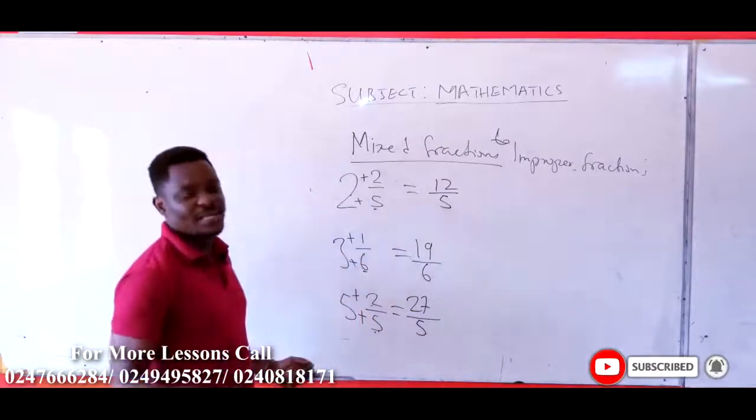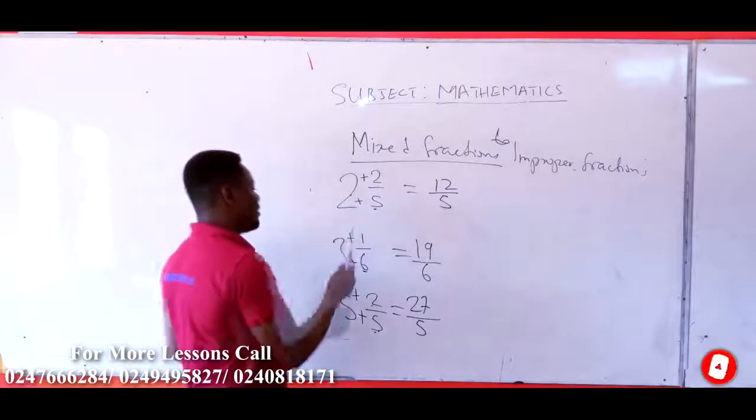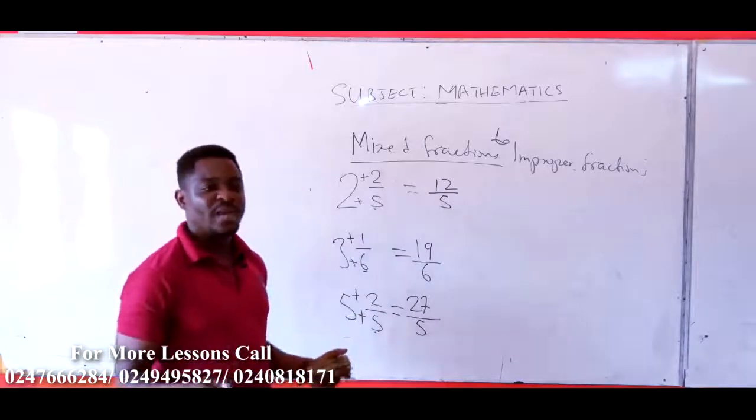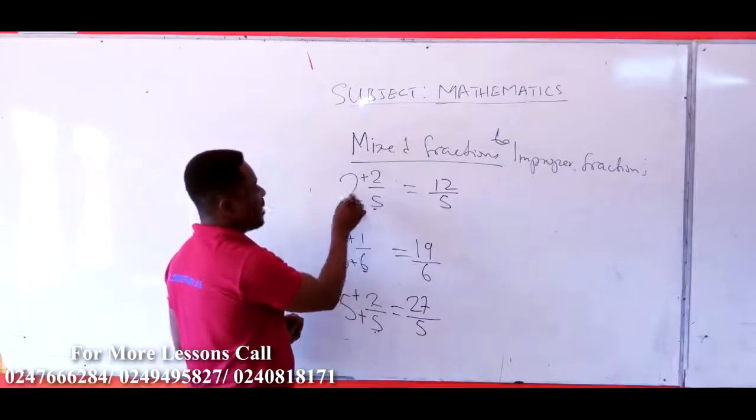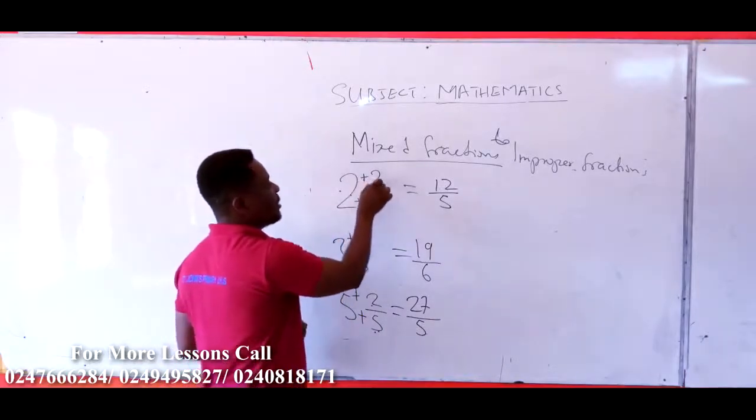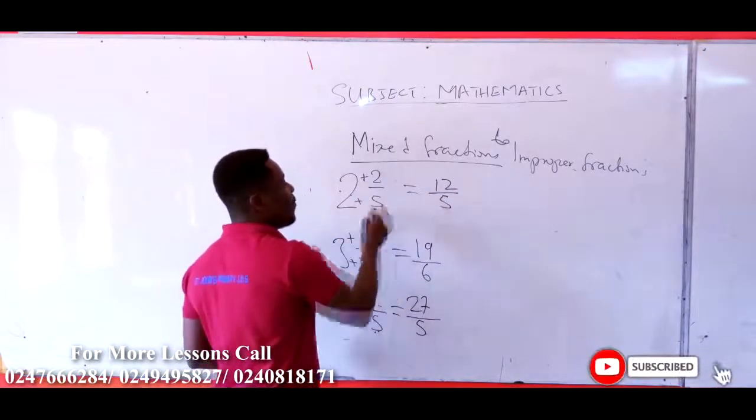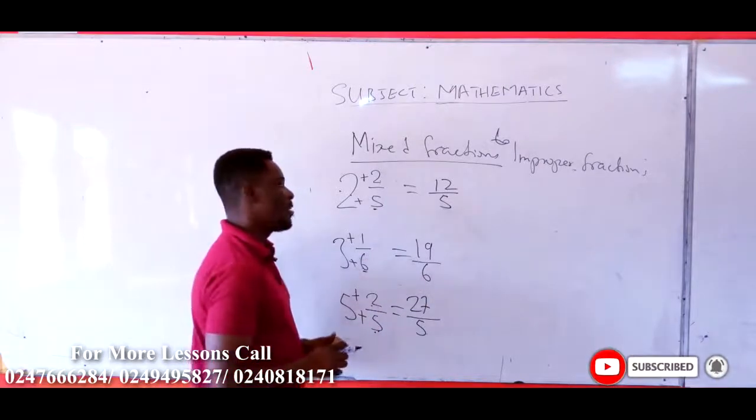So you see, it is simple. To convert mixed fraction to improper fraction, it's just easy thing. Multiply the denominator by the whole number, you add the result to the numerator as your new numerator, and then over the old denominator. Okay, good.